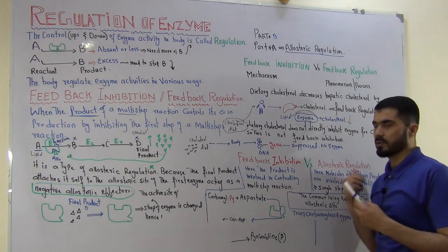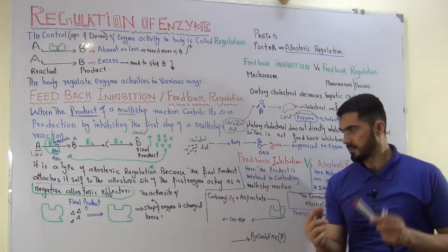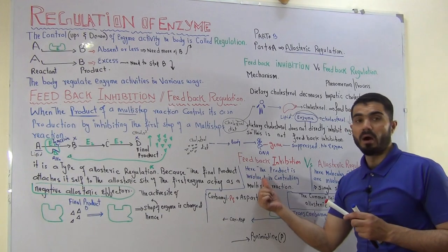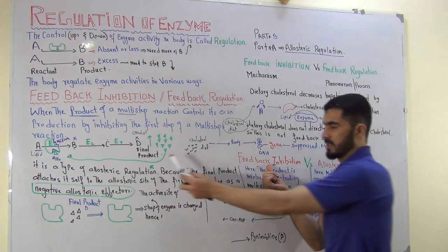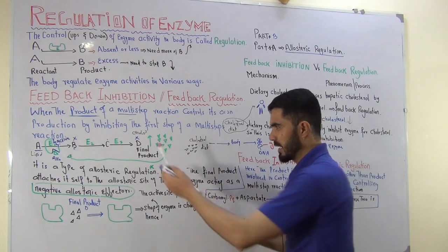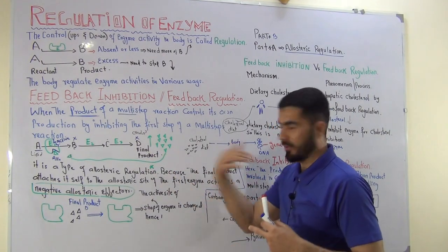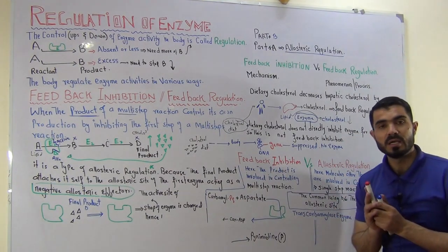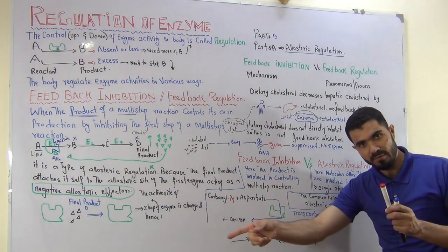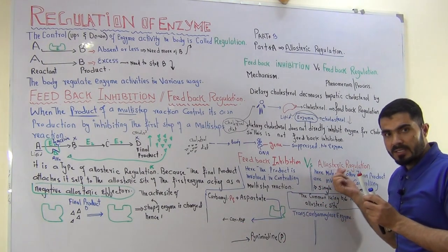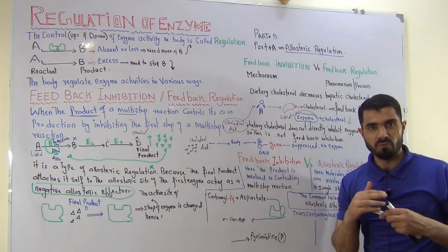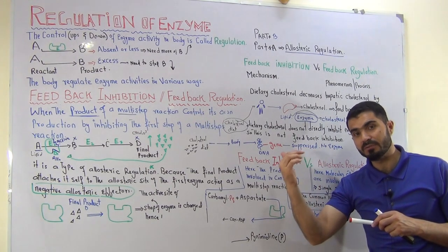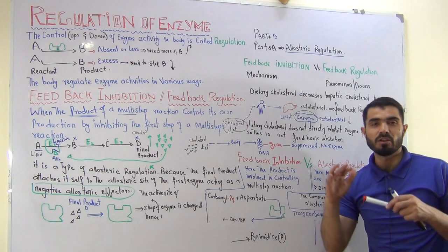Comparison with allosteric regulation. The first thing is, in feedback inhibition, the product is involved. Repeatedly, most frequently, I use the words final product. So here, the product is involved. But in allosteric regulation, the product is not involved. Instead of product, other molecules are involved. Other molecules are what? Positive allosteric effectors, negative allosteric effectors.